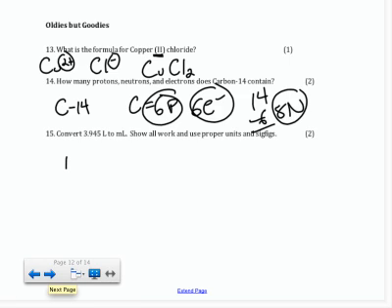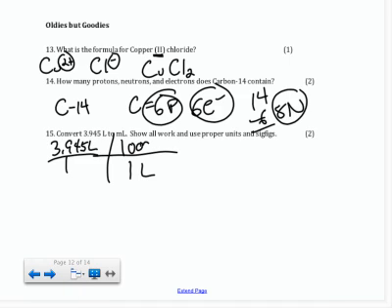Last of the oldies but goodies here, conversion. All right, 3.945 liters to milliliters. So we put 3.945 over 1, and then on the other side we know that 1 liter is equal to 1,000 milliliters. So we end up multiplying 3.945 times 1,000, which is 3,945 milliliters.